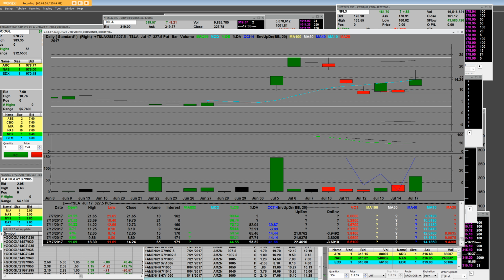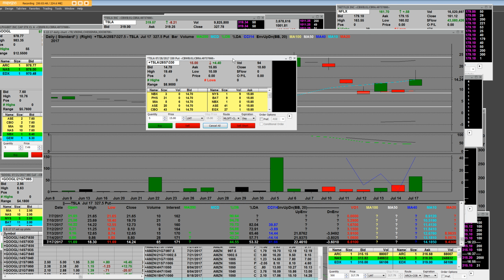news on Tesla. And unlike Netflix getting big movements after hours, we need to see something like that for Tesla. And that was a 330 put that we bought here as well. And we did that on Friday. That's a 7/28 330 put. 10.60 was the close. We went up to 19.49. The low was 10.59 now, and it settled off at 14.70 by 15.85.